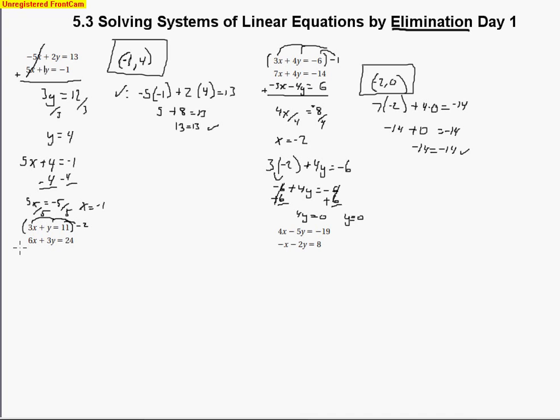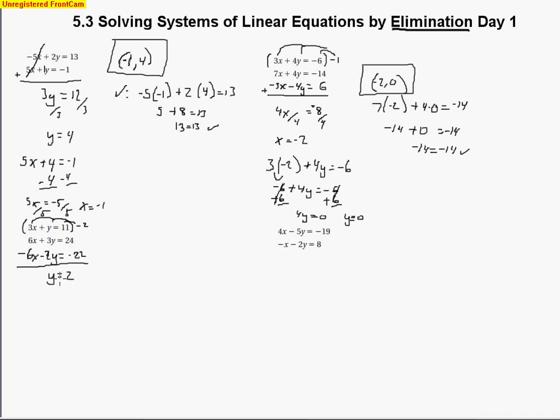So I get negative 6x minus 2y is going to equal negative 22. So when I go ahead and add this together, I get the x's to cancel, and I'm left with 1y equals 2. So I've got the value of y.